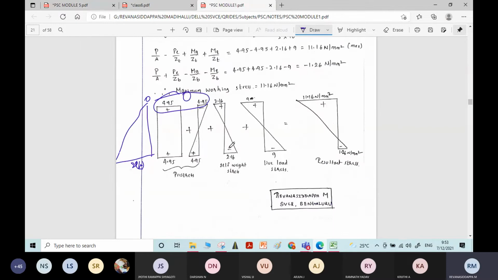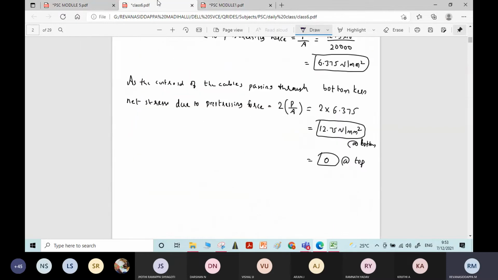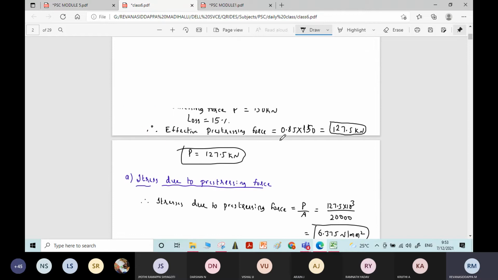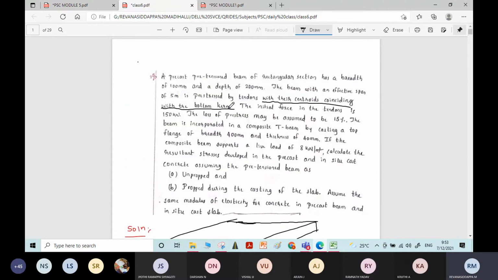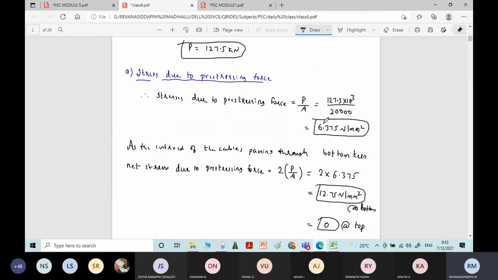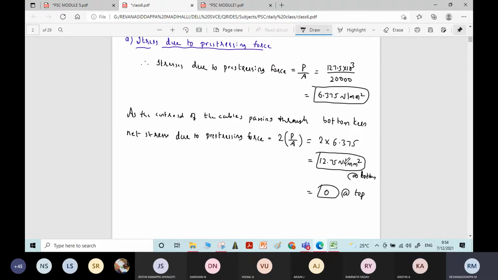Is that clear, students? Have you understood this? Any doubts? Do you need any clarification on this? No, sir. Okay. If he says the resultant of the pre-stressing force coincides with the kern, you find the direct stress and multiply by 2. At the bottom multiply by 2, at the top you take it as 0. Simple.